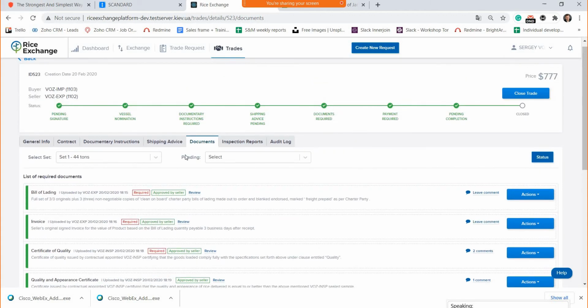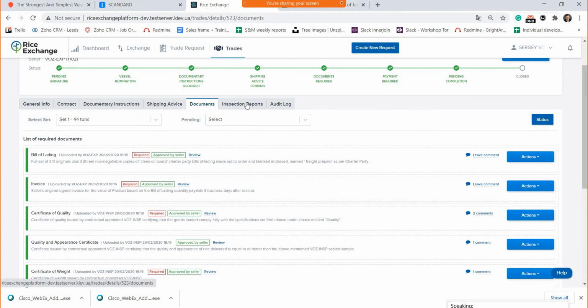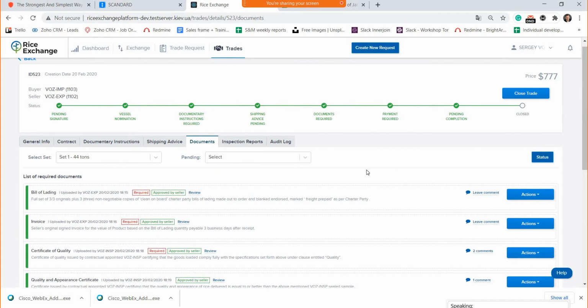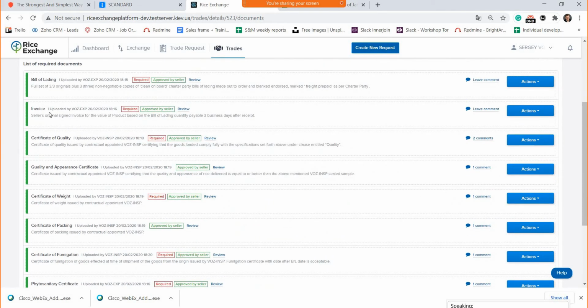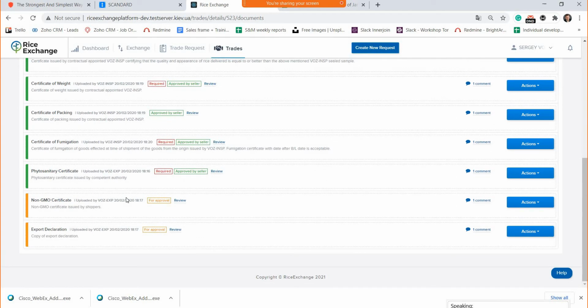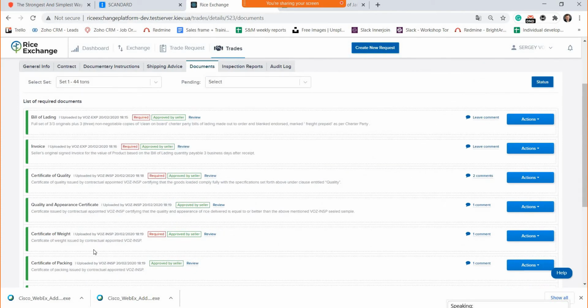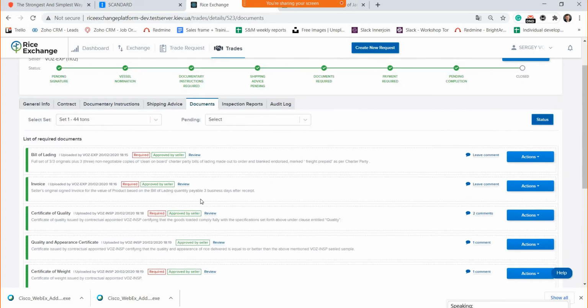So how does it work? The exporter goes to a certification company and asks to certify his product batch in accordance with the requirements. When this is done, the third party on the platform, which is the inspection company, goes exactly to the exporter's place and checks all the certificates and the product itself, the rice, and makes the decision that all these certificates are real, and the product is equal to what the certificate is saying.